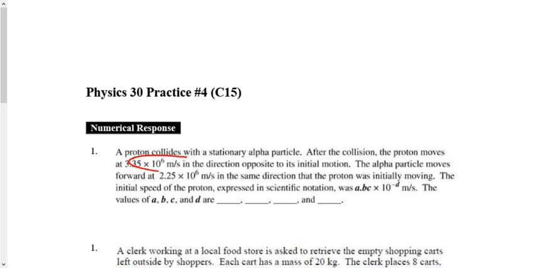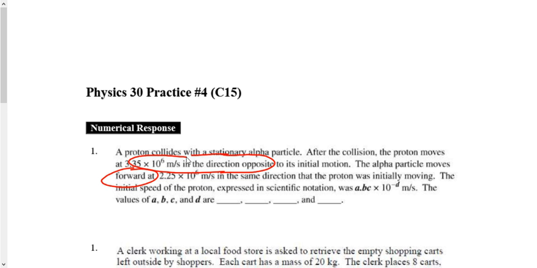Now, I'm going to circle this in red because this whole opposite thing is, to me, inferring a negative value. If it's moving in the positive direction, now it's moving in the negative direction after the fact. Opposite direction. Little things like that we want to draw attention to and not miss. The alpha particle moves forward at a speed in the same direction as the proton was initially moving. What was the initial speed of the proton?